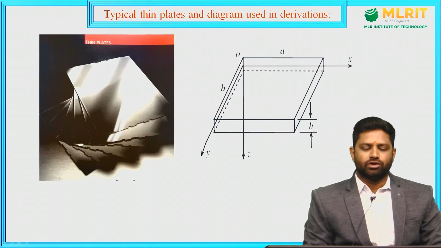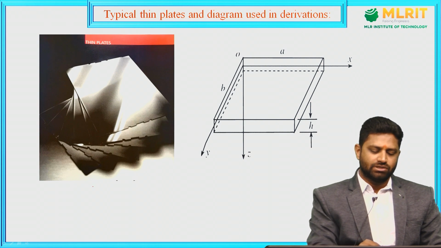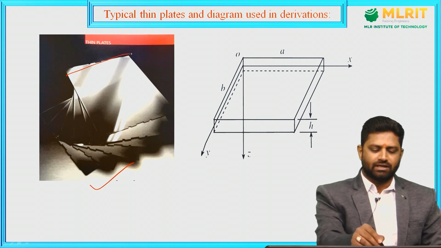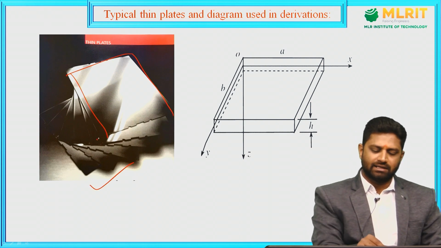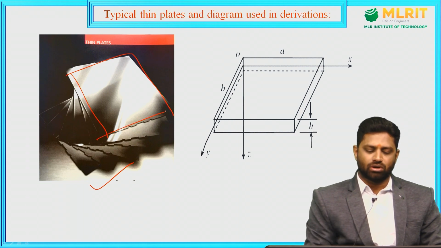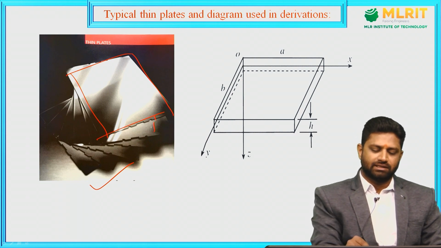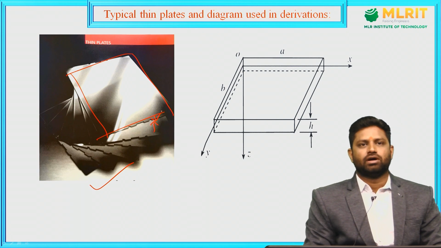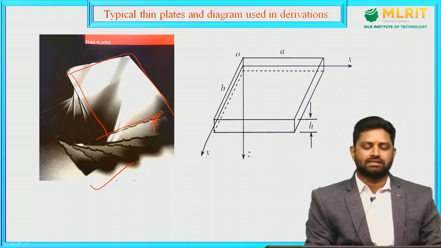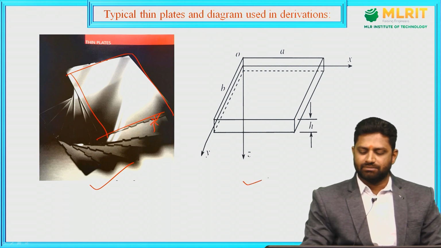Now you are able to see the schematic diagram as well as the thin plate examples we have seen here. So these are the thin plates. Now you can observe here the thin plate, its width and length are sufficiently large, and when you look at the thickness, it is very small. So these kinds of plates we call thin plates.